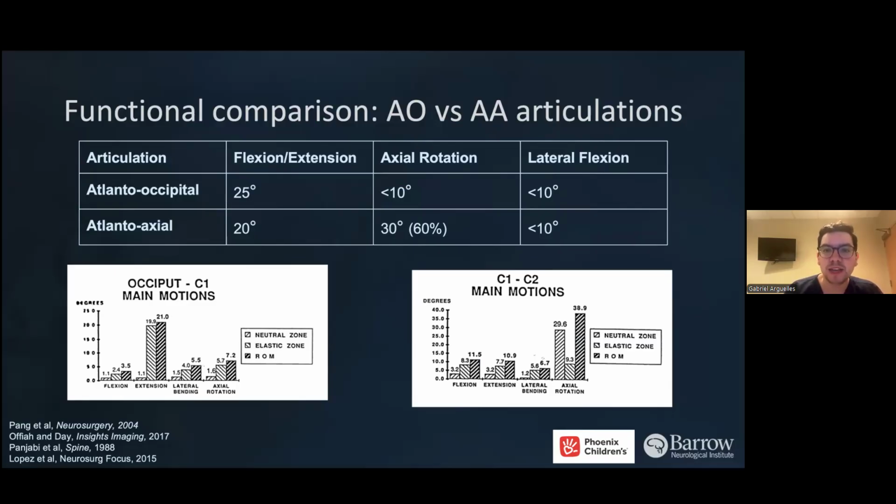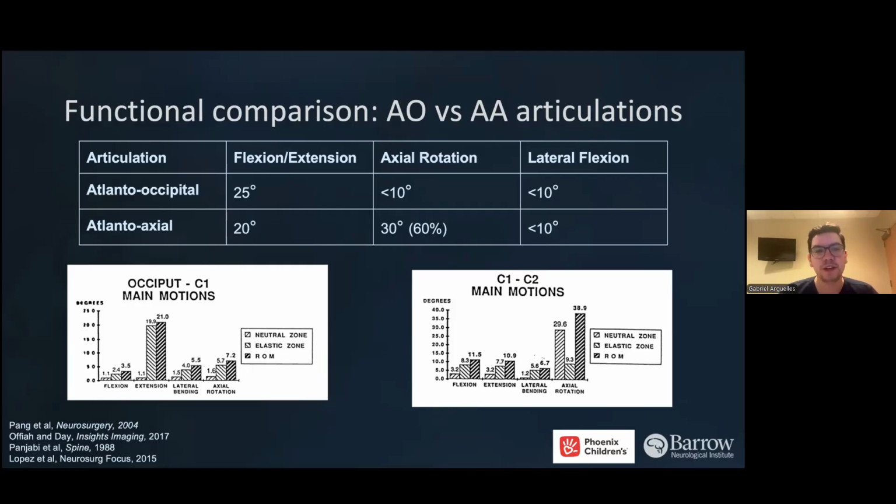The middle section just shows us the axial rotation. This is a big difference between these two joints. With the shape of the C1-2 joint, you see a lot more axial rotation there. Actually, 60% of our total axial rotation, from our ability to move our neck and our head, comes from this joint. The AO joint has almost no ability to axially rotate. Lateral flexion does not really come from these two joints. It comes from the subaxial spine and the facet joints at those levels.